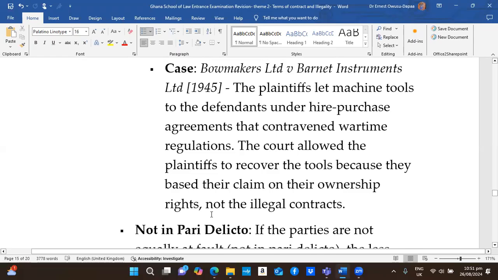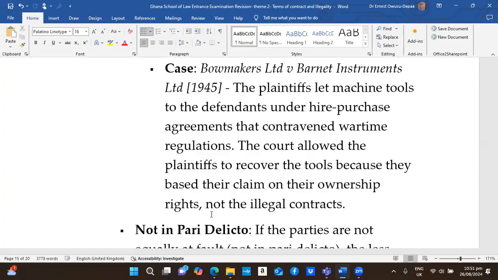So if you look at Bowmakers Limited against Barnett Instruments, as you remember, the contract there was about the letting of machine tools under hire purchase arrangements with the defendant. But that was in contravention of wartime regulations, the Second World War. And the court, having looked at all the circumstances, came to the view that yes, the plaintiff could recover the tools because they based their claim on ownership rights, not on the illegal contract.